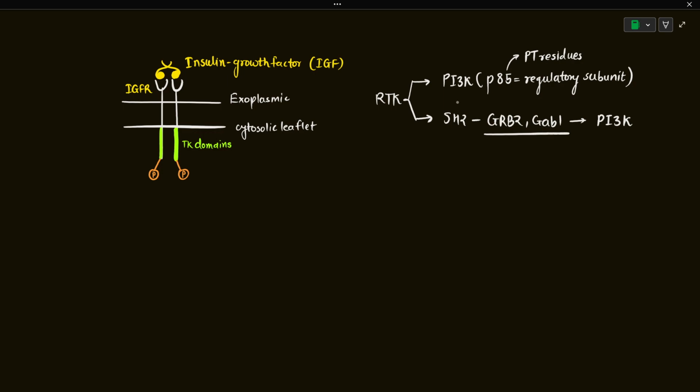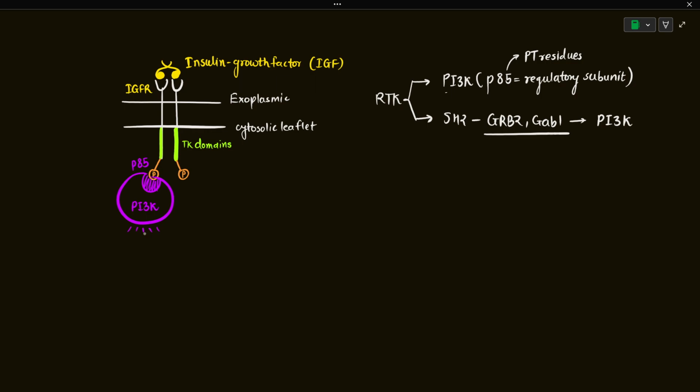Okay, so we are going to learn about this first phenomenon. This is the PI3 kinase, and this particular domain which is binding to this phosphotyrosine residue is P85. And this is PI3 kinase, which is now activated due to the binding to the phosphotyrosine residue of the activated RTK. So now this activated PI3 kinase will do its job.